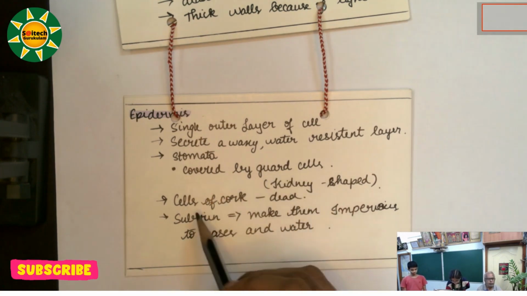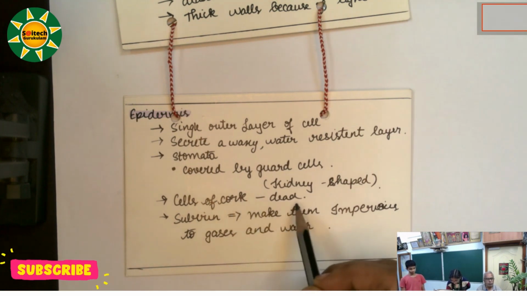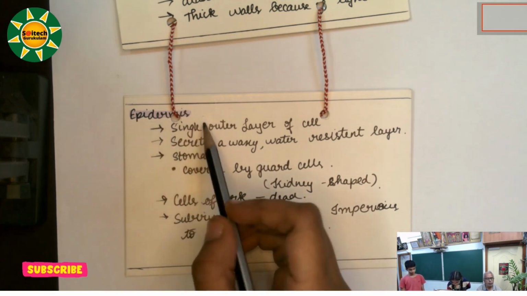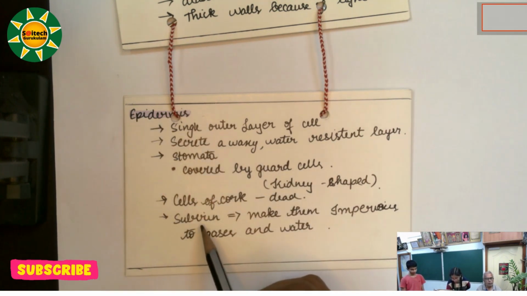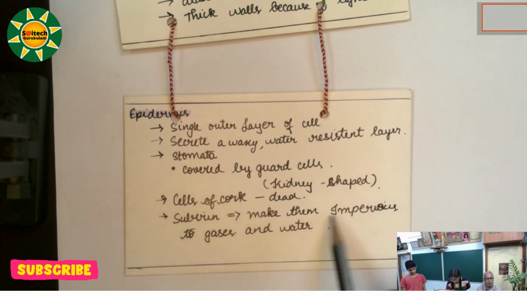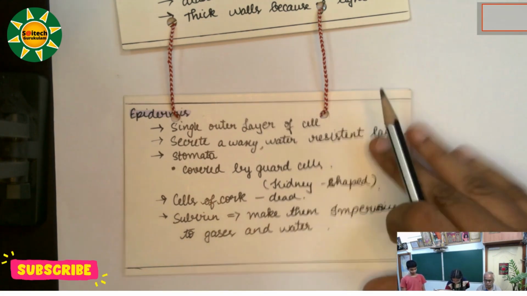Beside guard cells, there are the cells of the cork which are usually dead. This epidermis also contains a substance called suberin, which makes them impervious to gases and water.